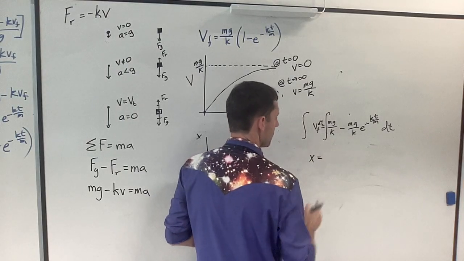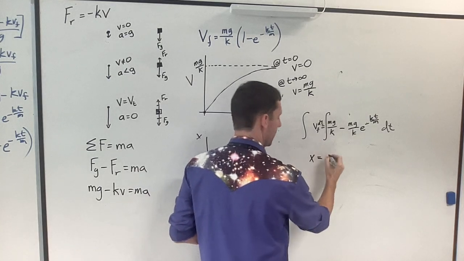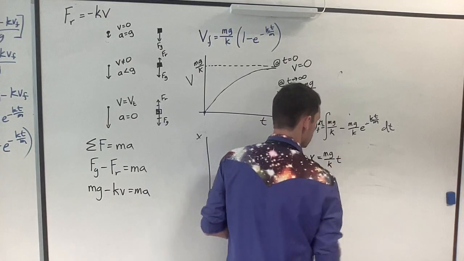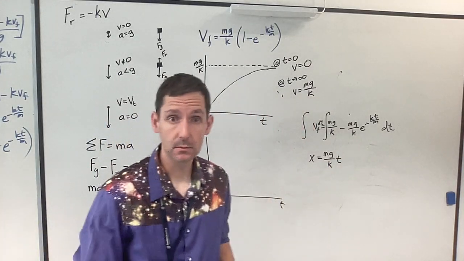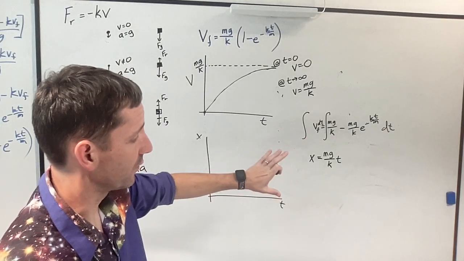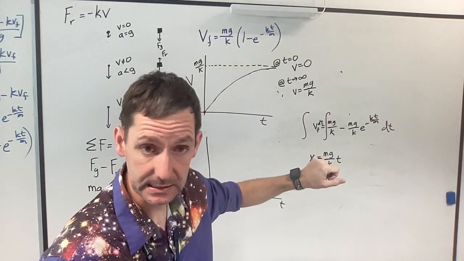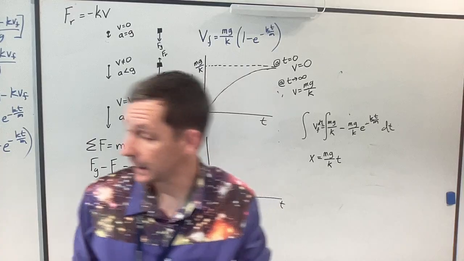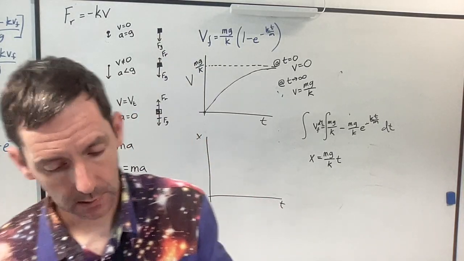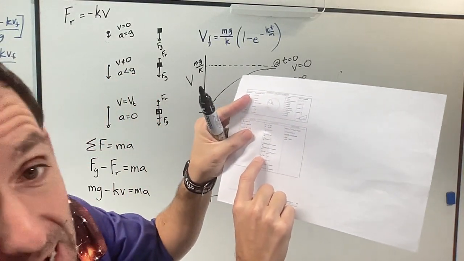All right. The integral of mg over k, that's a constant. The integral of a constant is that constant times t, right? And then I take the integral of mg over k, that is the constant in front of the e to the negative kt over m. Again, if you need it, you can look at your formula sheet. Okay, and if you look right here, it has the integral of e to the ax.